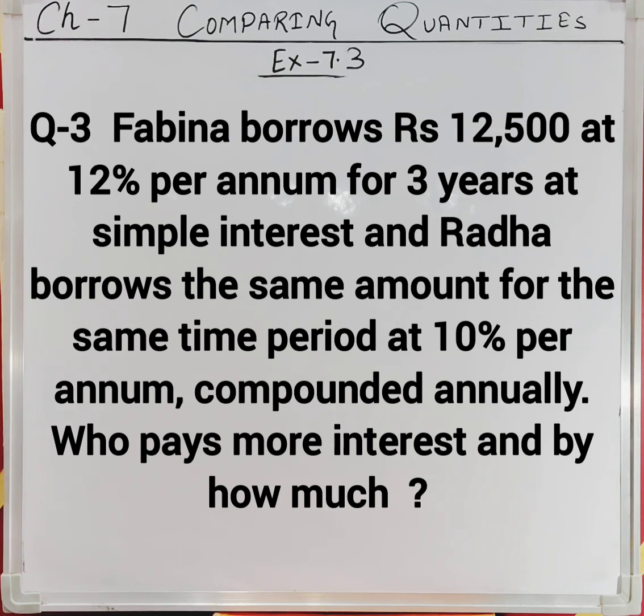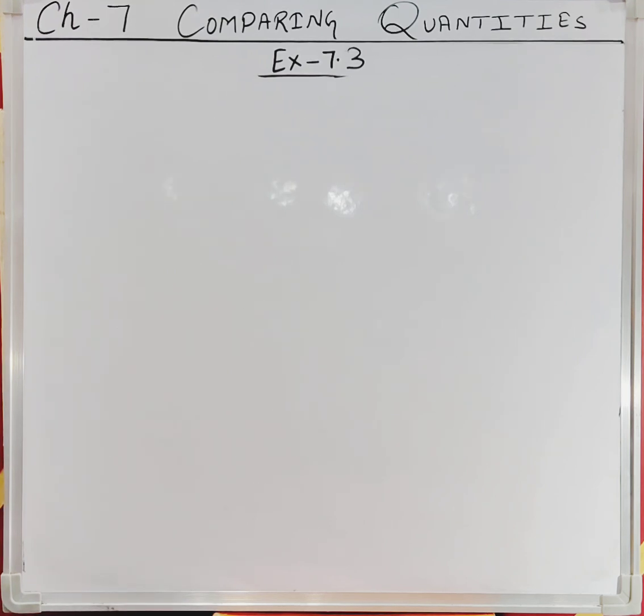Fabina borrows rupees 12,500 at 12% per annum for 3 years at simple interest, and Radha borrows the same amount for the same period at 10% per annum compounded annually. Who pays more interest and by how much? Okay, so let's get started.